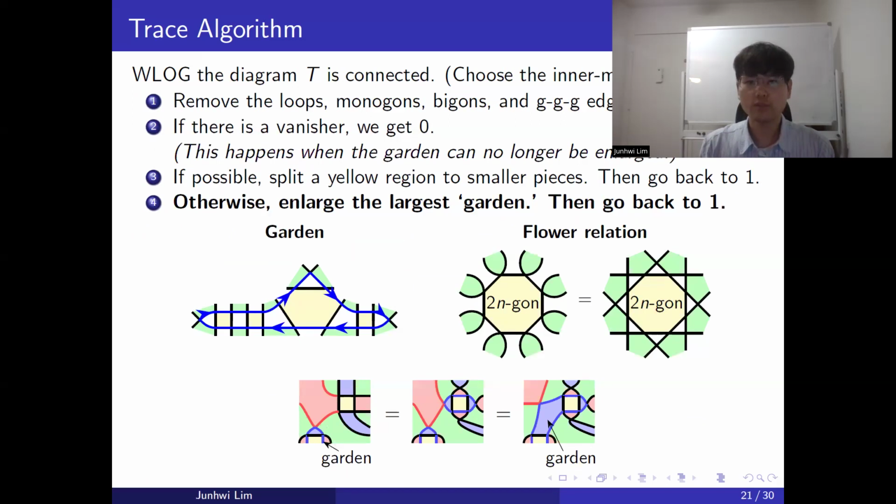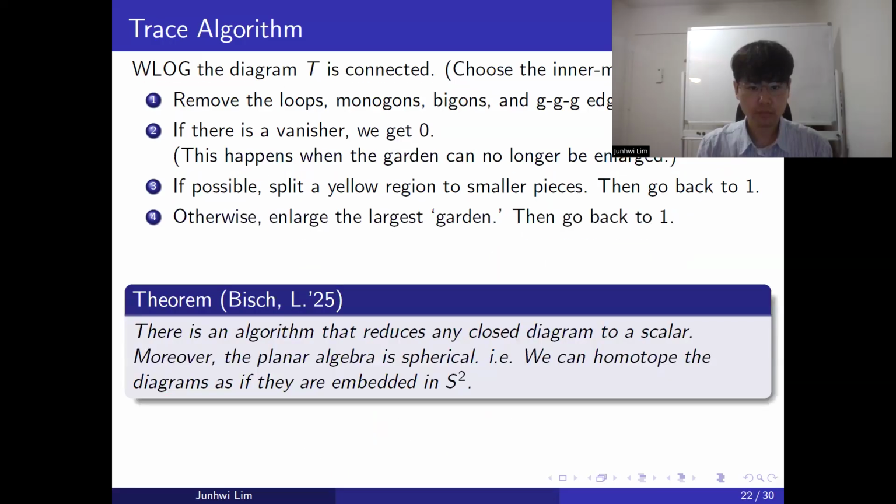After doing that, we go back to 1. And we can continue this until we can no longer enlarge the garden. And when this happens, we are guaranteed to have a vanisher. So we have 0. So this is how the algorithm works. And as a byproduct of the proof, we obtain the sphericality of the planar algebra. This means that we can homotope the closed diagrams as if they are embedded in the 2-sphere.